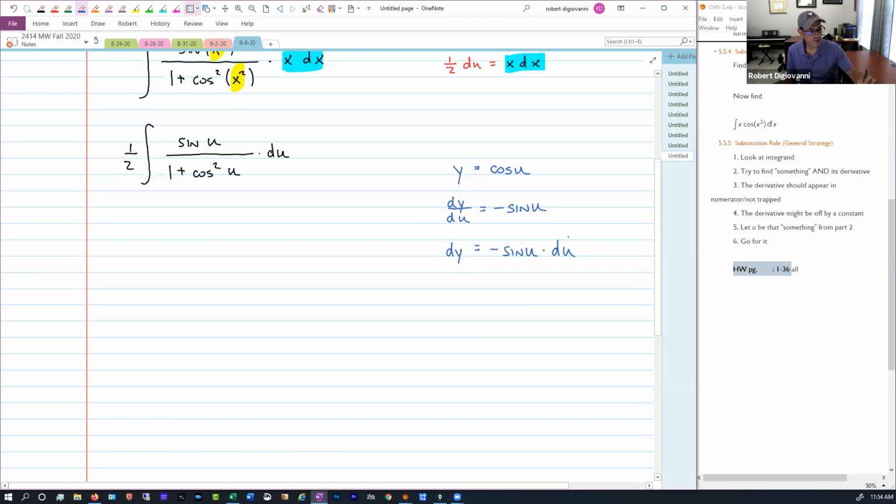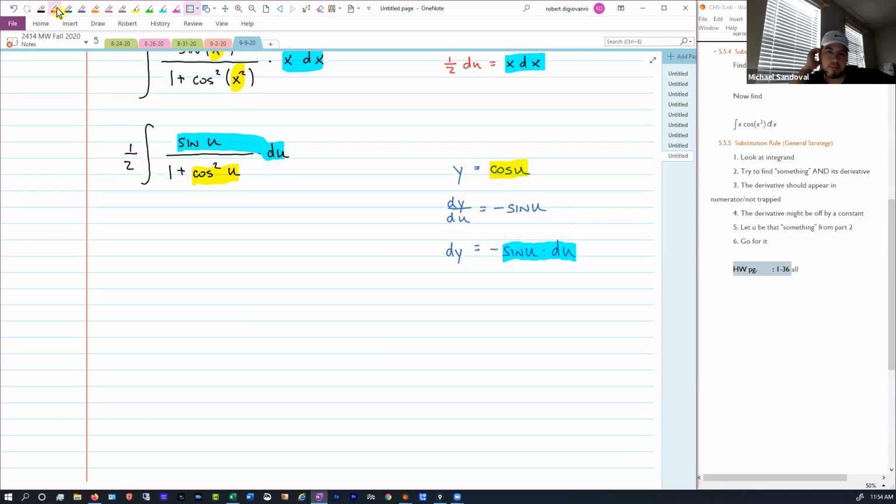And man, things are going to start to look real good here. Cosine u is right there, right? And then we need a sine u du. We have sine u du, but we're off by a sign, aren't we? So we just multiply both sides by -1.